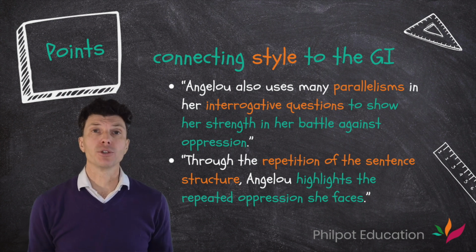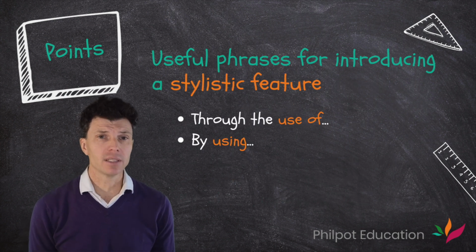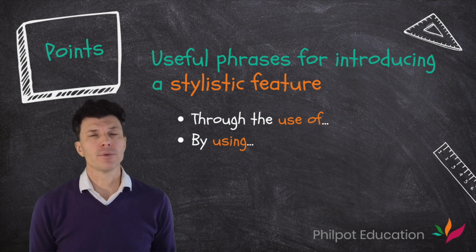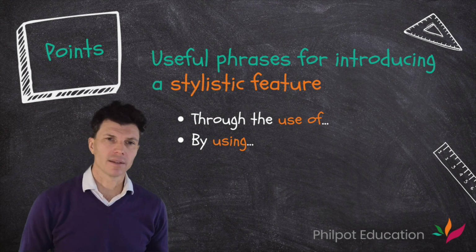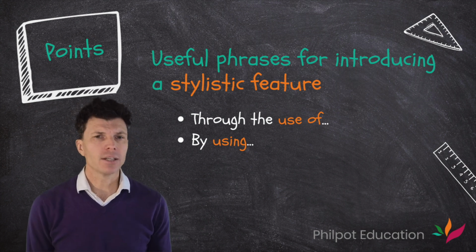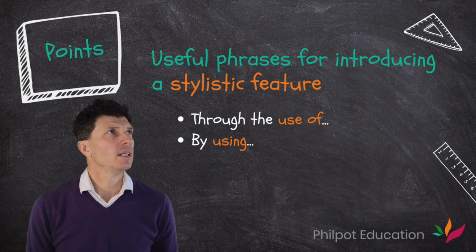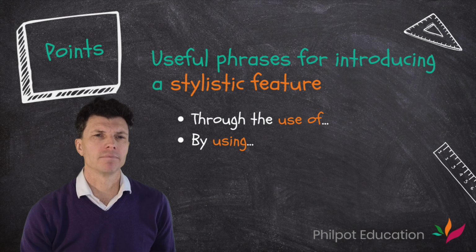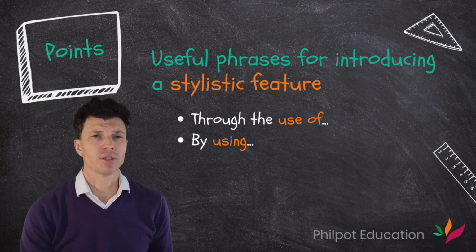Now, I know the verb to use is really popular, and for good reason, when setting up and introducing a stylistic feature, right? Through the use of, or by using this authorial choice, the author achieves the purpose of. I know some students use utilize or employ. I've always found those verbs a little weird. You can look up their definition. I prefer the verb to use, personally.